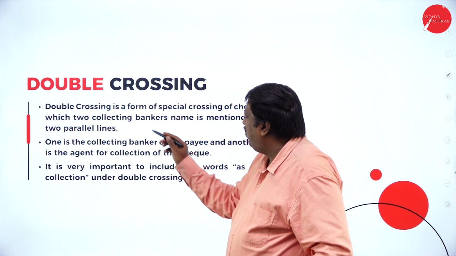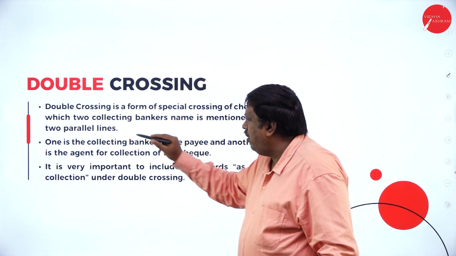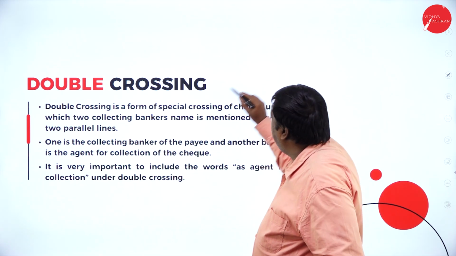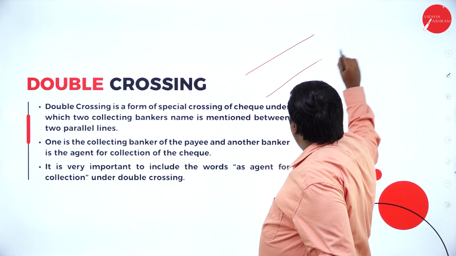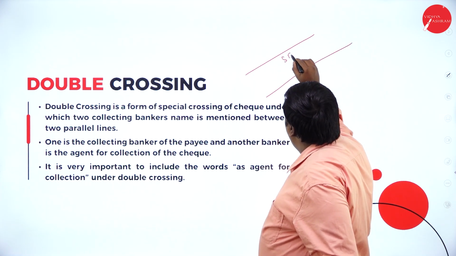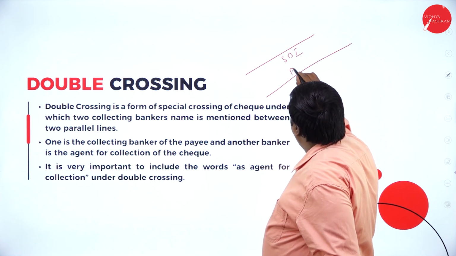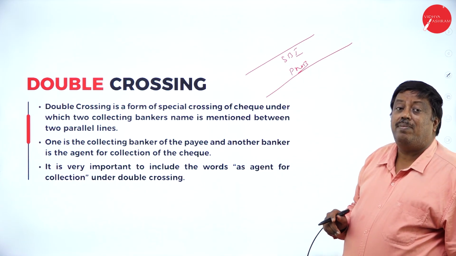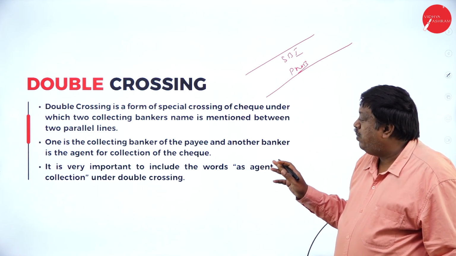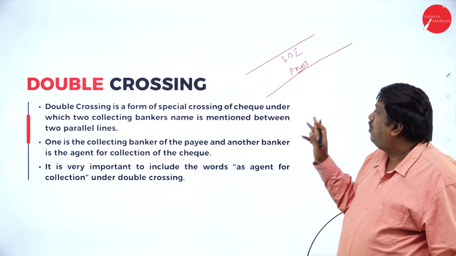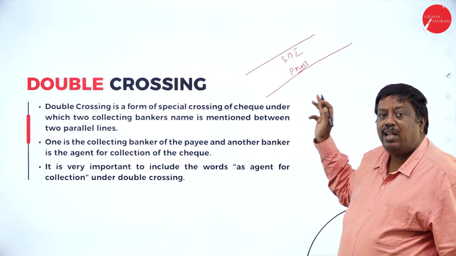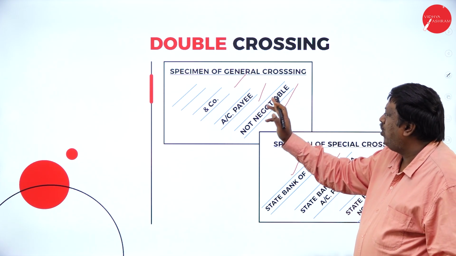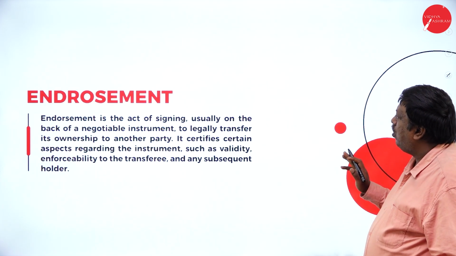Double crossing is a form of special crossing of check under which two collecting bankers' names are mentioned between the two parallel lines. Between the parallel lines, they will mention State Bank and Punjab National Bank. Like this, they're going to mention two names of banks. Then only the payment will be made to the present Drawers Bank. This is the format we have for general crossing as well as for special crossing.